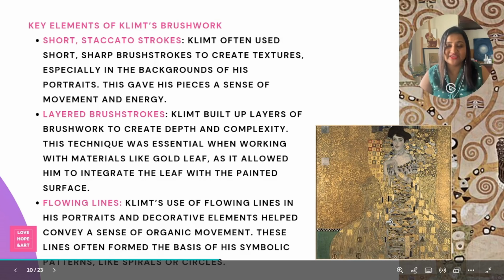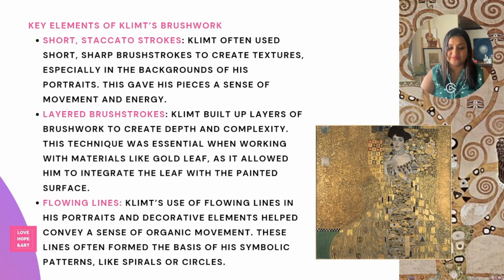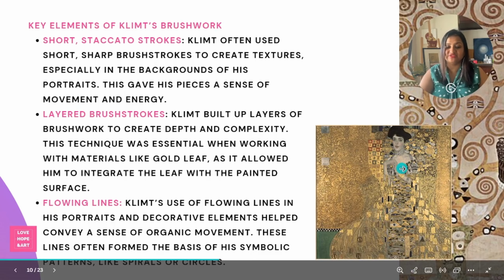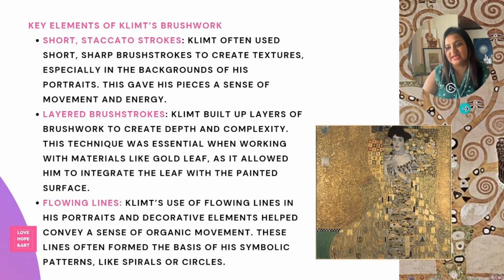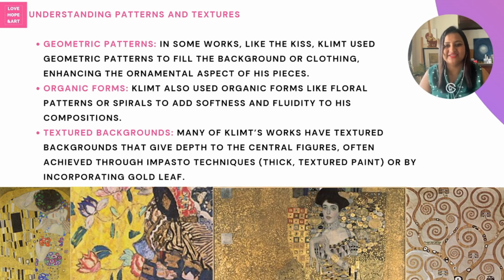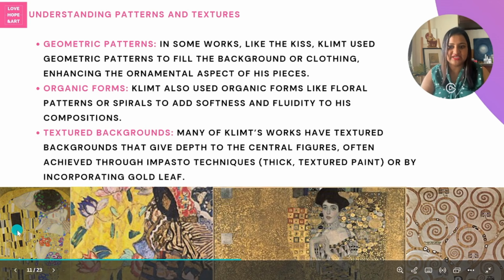Now flowing lines. Here you can see beautiful flowing lines in his portraits and decorative elements that help to convey a sense of organic movement. These often form the basis of his symbolic patterns like the spirals and circles. Here we can see it in The Tree of Life. Going on to the patterning and texturing, which was very significant in his work. So in some works like The Kiss, you can see geometrical patterns that fill the background or clothing, enhancing the ornamental aspect of his piece.